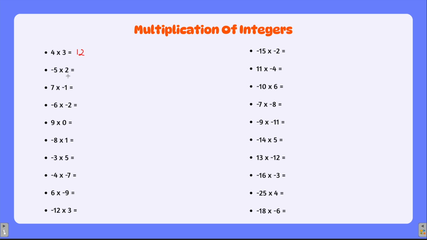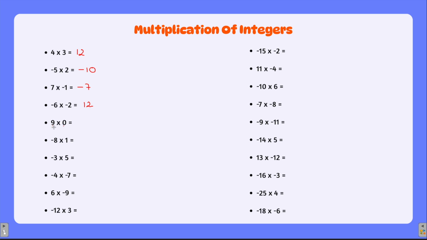Minus 5 into 2. So minus 5, a negative number, into a positive number always gives you a negative number. So it is 5 times 2 is 10. Minus 5 times 2 is minus 10. 7 times minus 1. A positive number into a negative number gives you a negative number. So minus 7. Minus 6 into minus 2. Here two negative numbers are getting multiplied together. And whenever two negative numbers get multiplied, we get a positive number. It's 12.